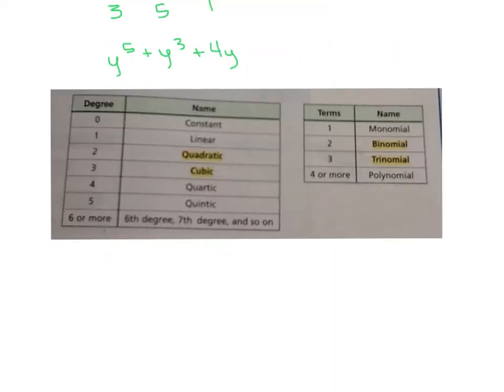Now if you can't read that, that is on page 407. But this is 2 tables. And some polynomials have special names based on their degree and the number of terms. So this first one is the degree and the special names, and the second one is the terms and the special names. And you need to know those because they will have you classify polynomials, which is what we're going to do next.